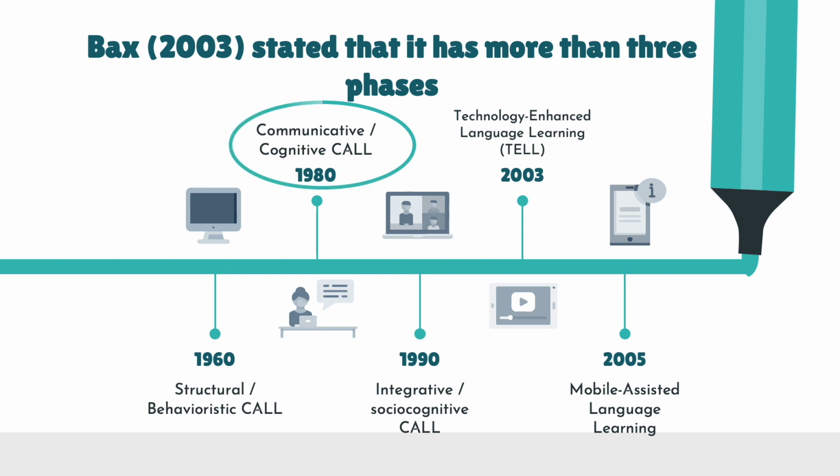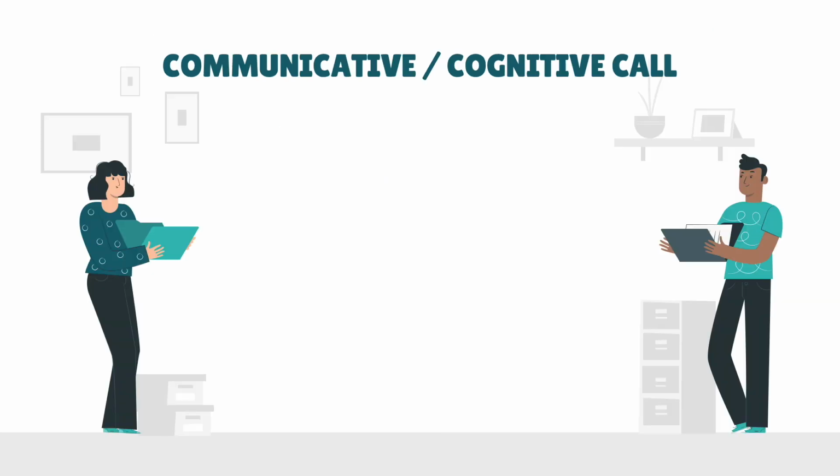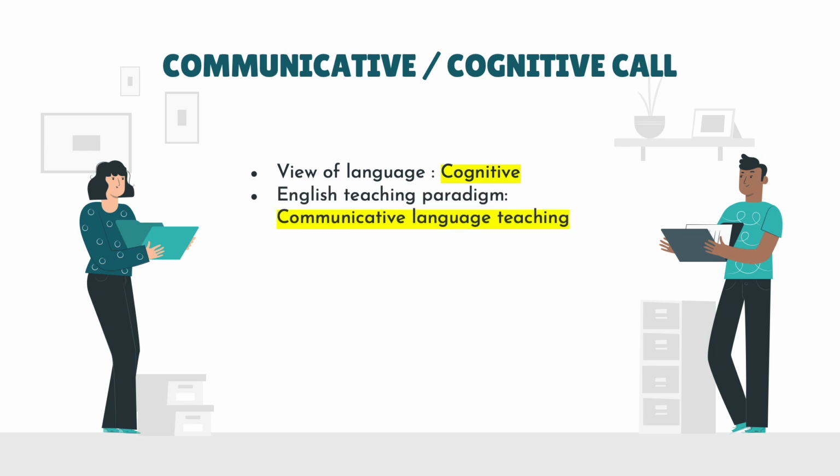The second phase is communicative or cognitive CALL. It emerged in 1980. Cognitive CALL appeared in the early 1980s. It is also aligned with the emergence of communicative language teaching. That is why this phase of CALL is called the cognitive or communicative CALL phase.